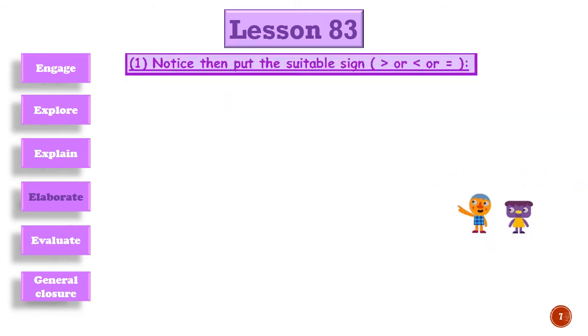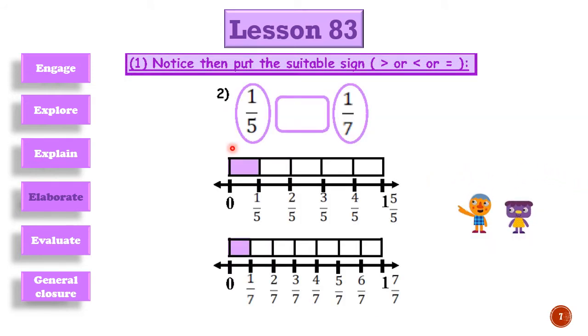Now let's go to the next one. Number 2, we have fifths and sevenths. And let's go to our number line. Fifths here, we want to distribute this number line in 5 equal parts. It will be fifths here, this part only. And sevenths, next one, it's like this, 7 equal parts, and this part is called sevenths. Which is bigger, fifths or sevenths? Yes, it will be fifths.